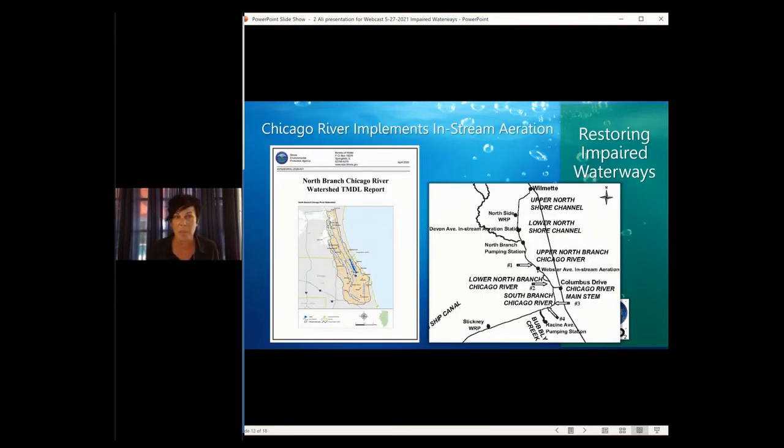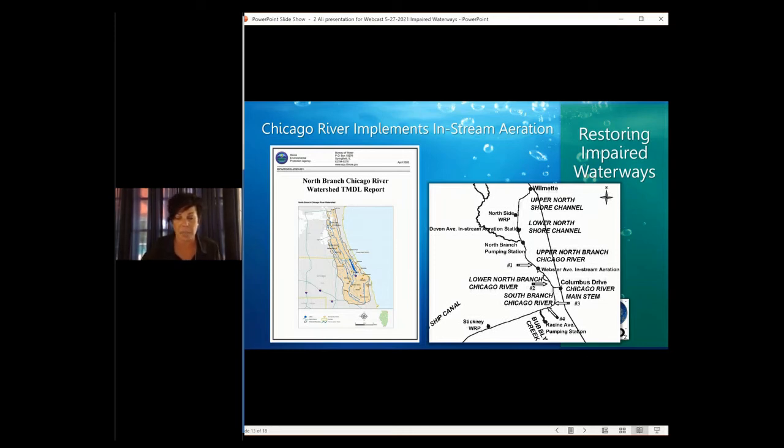I'm going to give you a couple of examples of streams that are increasing their BOD assimilation capacity with either aeration or oxygenation. And one example that I'd like to highlight was pointed out to me by Dr. Spiess, and this was completed a couple years ago, but the Chicago canals or the Chicago River were listed on the 303(d) list in Illinois for several years, and they were able to develop a TMDL.